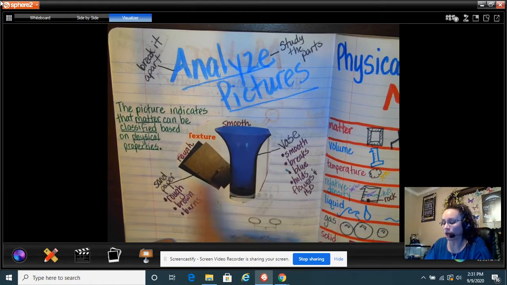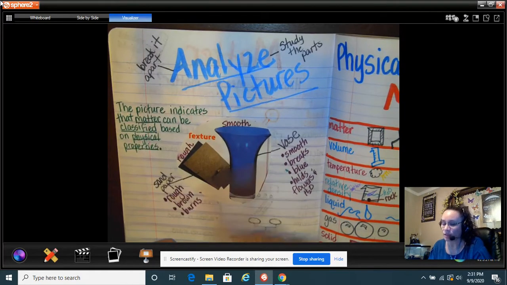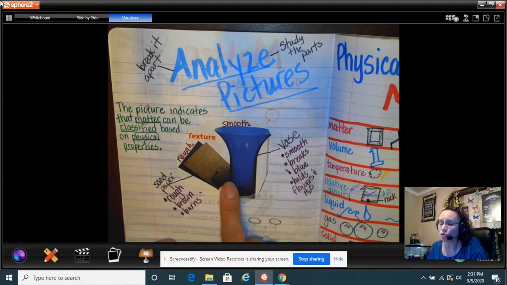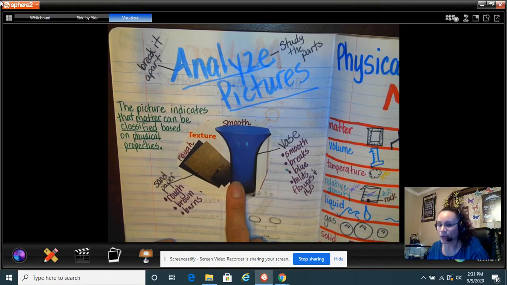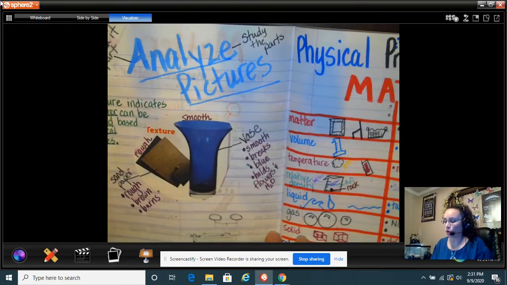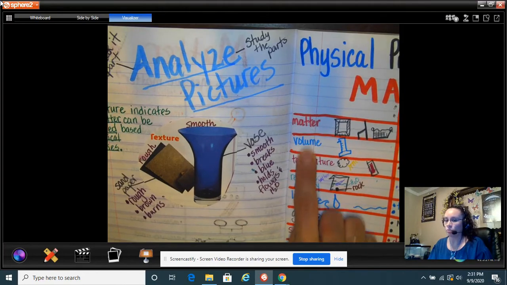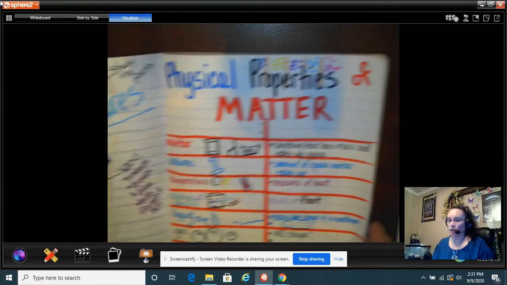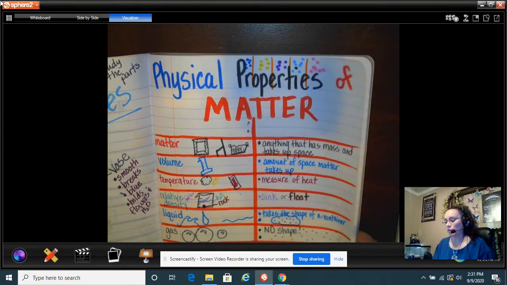So you can copy this sentence, but you can't copy this picture unless you pick it for yourself, but you don't have to. You can pick a picture that you want. And this is on the left side, right next to your words that say matter, volume, temperature. Then I'm going to turn the page. This is my vocabulary words. I'm going to turn the page.